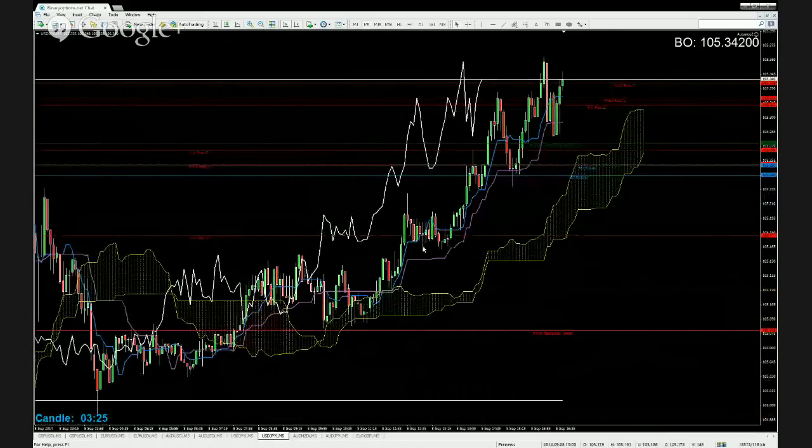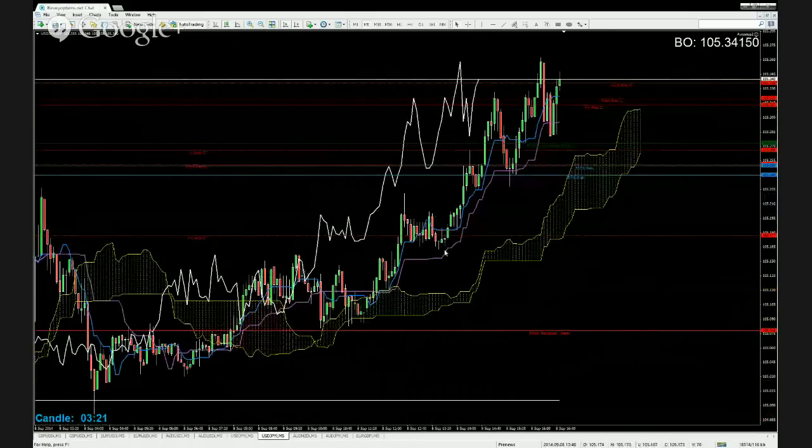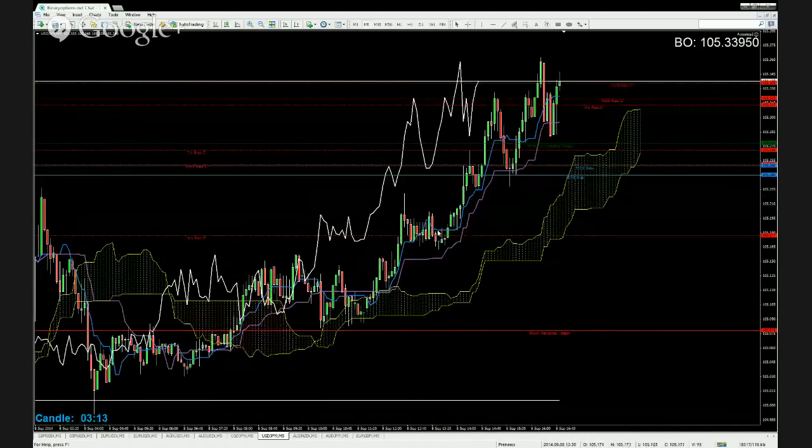Ichimoku-wise, we're in a trend. What am I looking for? I'm looking at whether price is riding on top of Kijun-sen or riding on top of Tenkan-sen. You can rip me up about how I say these names later, but it's riding mostly. It's not going near it.